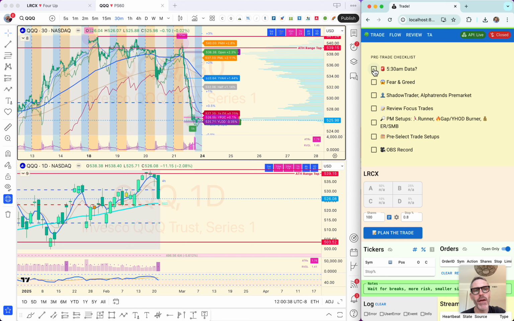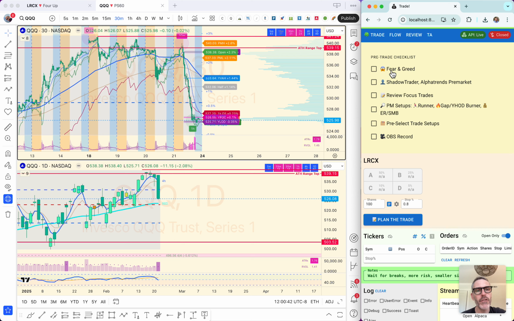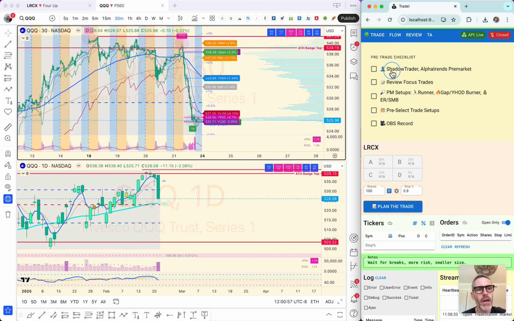I'm not fully awake and I haven't remembered everything yet, so this is just a reminder. I do that. Fear and greed: check the fear and greed index, see where we're sitting in the market, and generally get a sense for whether we are in extreme greed or extreme fear. That should sort of dictate my general thoughts about the market overall and what could happen based on where we are in that range.